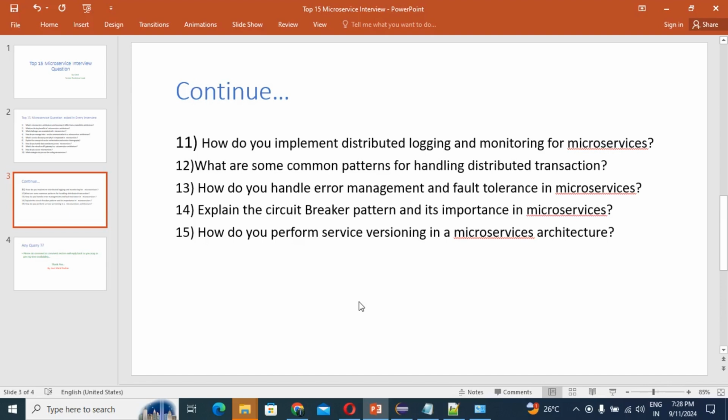There are a couple of ways by which you can implement logging and monitoring. The first way is centralized logging. Collect logs from all microservices in a central location using tools like the ELK stack. That means Elasticsearch, Logstash, Kibana, or Fluentd. If you want to know more depth on the ELK, please do comment. Also, I will bring such a video in the coming time.